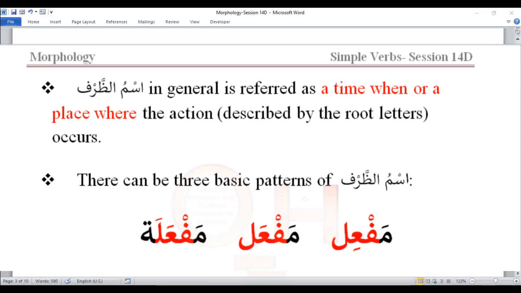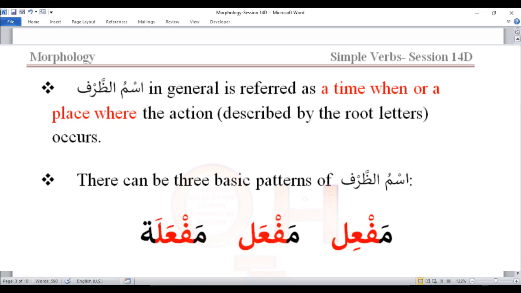The other pattern is maf'al, and the third pattern is maf'ala. So you can see there's a difference in the second root letter vowel. One has kasra and one has fatha. We'll talk about it a little bit more in a later slide.